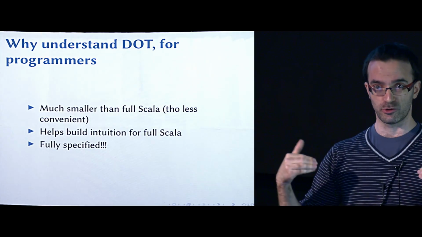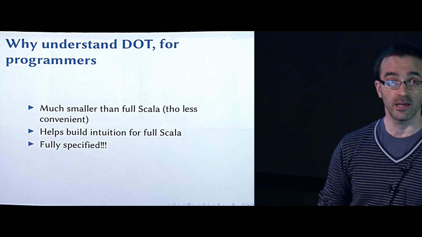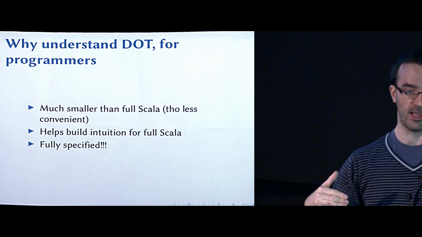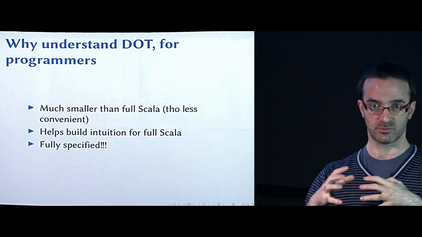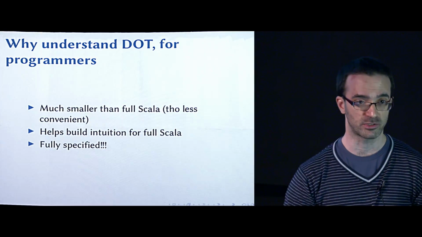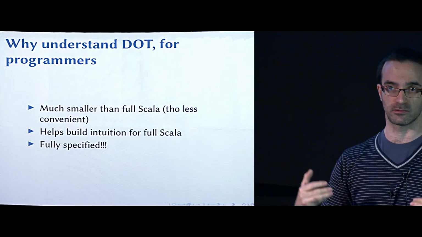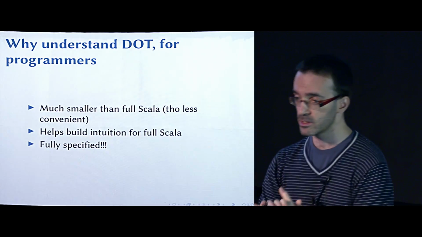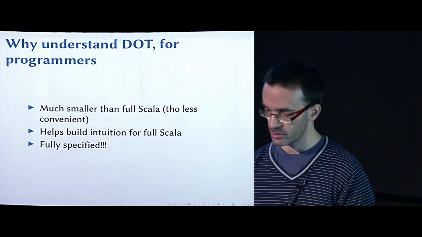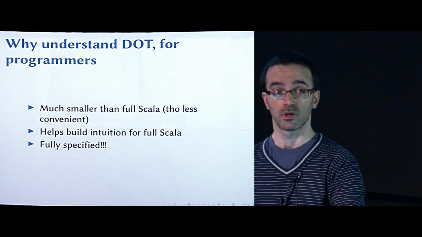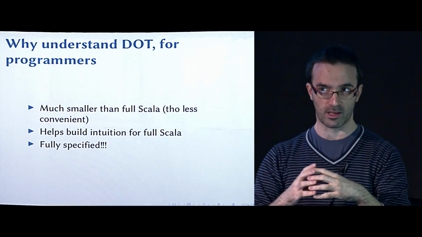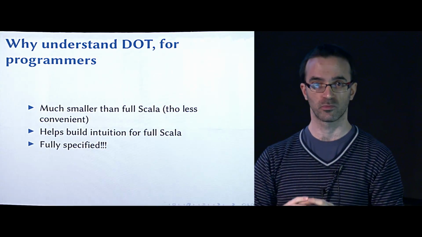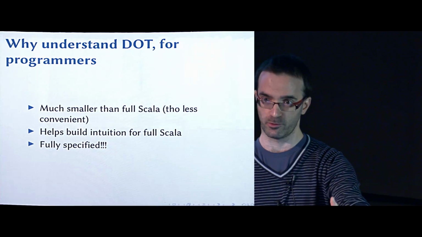DOT helps build intuition for the full Scala type system, and it's much smaller and fully specified. That's the advantage of having a core language which is formalized and which has been studied and encoded in proof assistants. So in sum, DOT gives you something smaller to understand as a way to also understand full Scala.